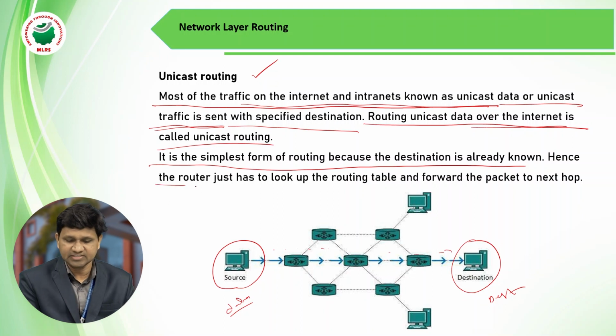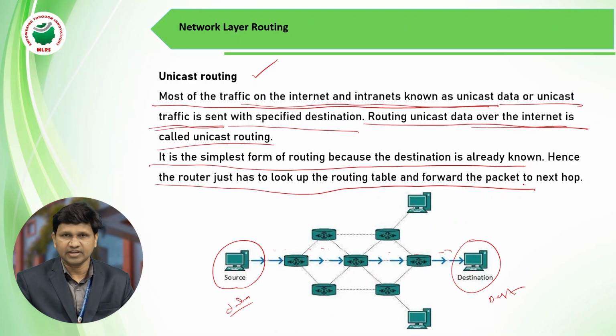The router just has to look up the routing table and forward the packet to the next hop. So based on that, it sends the data to the next router. From that, the final destination will receive the data.